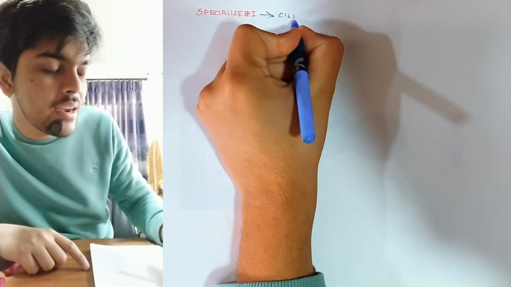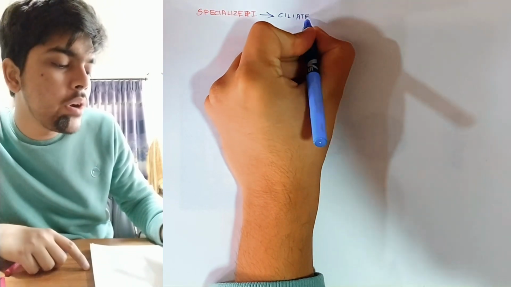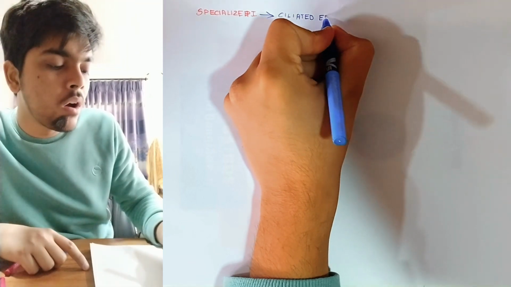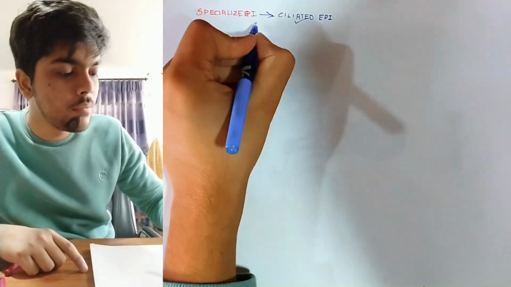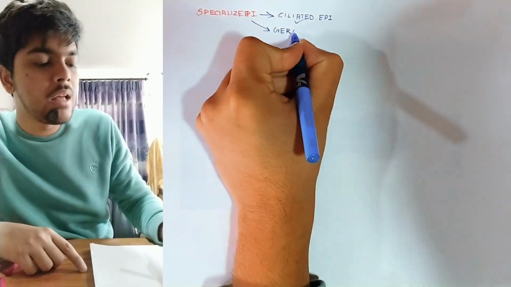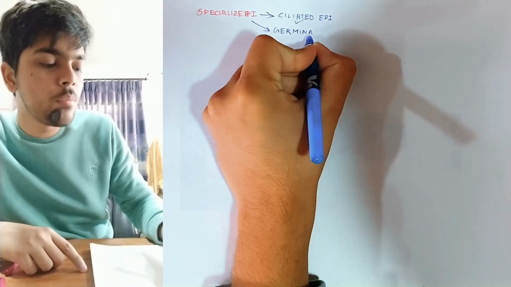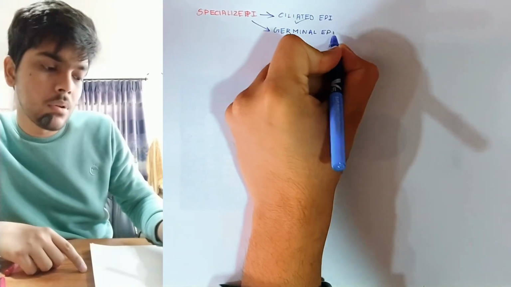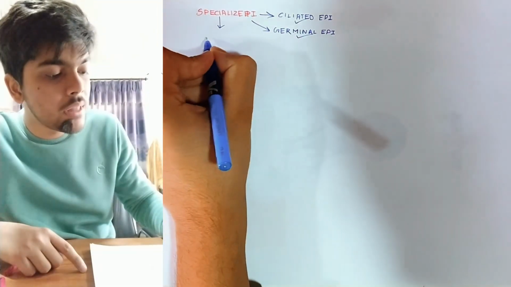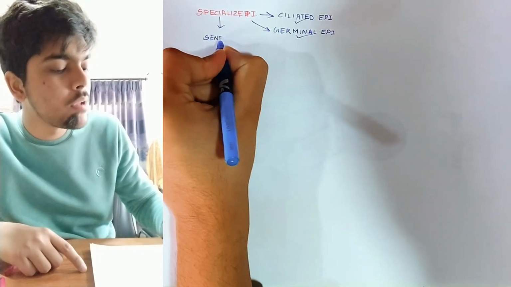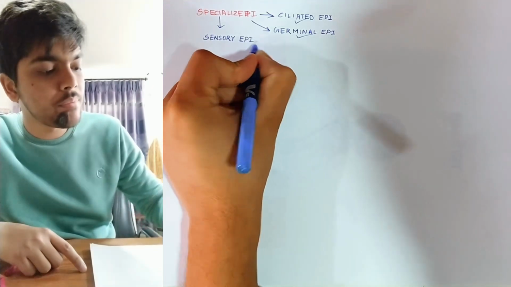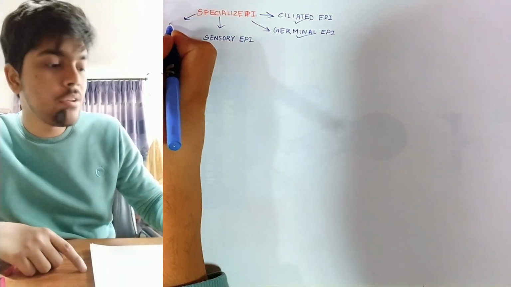Those are your ciliated epithelium, which we have already done in the chapter of cuboidal epithelium and columnar epithelium. This is done. You have your germinal epithelium. This as well has already been done in the chapter of simple cuboidal epithelium. So we can tick mark that as well. Then there's your third type of specialized epithelium, that is your sensory epithelium. And there's your fourth type, which is your glandular epithelium.